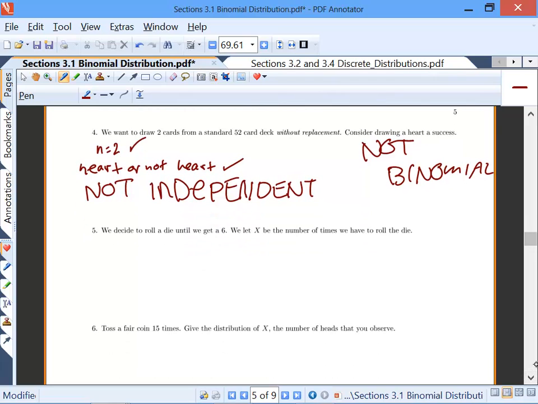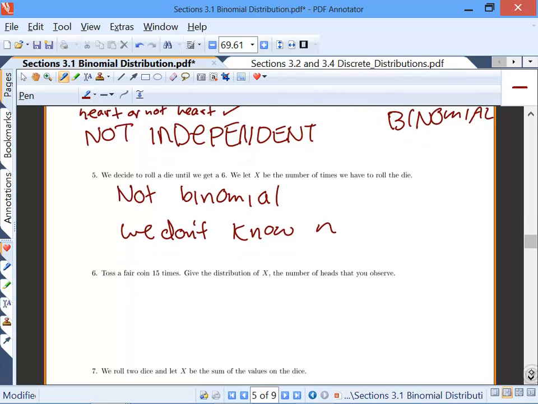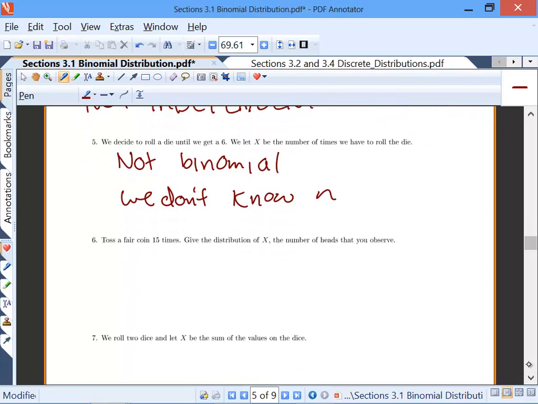Let's see. So the next time, we decide to roll a dice until we get a 6. We let x be the number of times we have to roll the dice. So what about this one? Okay, so not binomial because we don't know n. So again, you have to know in advance how many times you're going to do your experiment.